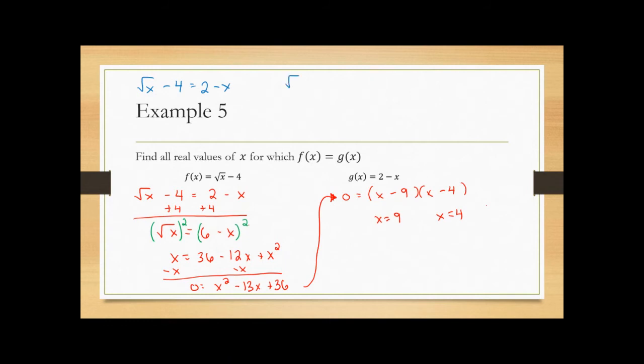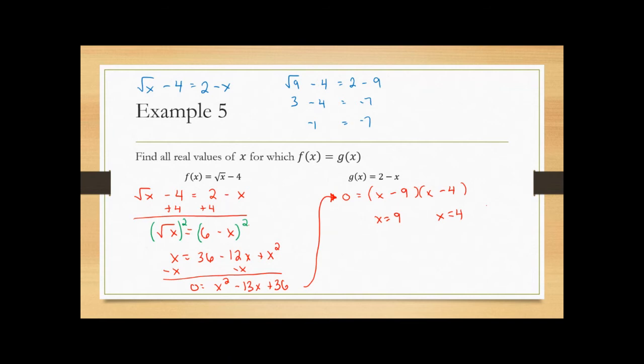So I've got square root of, we'll start with 9 minus 4 equals 2 minus 9. So the square root of 9 is 3. And then I have 2 minus 9. So 3 minus 4 is negative 1. 2 minus 9 is negative 7. Okay. That definitely did not work, because those don't match.